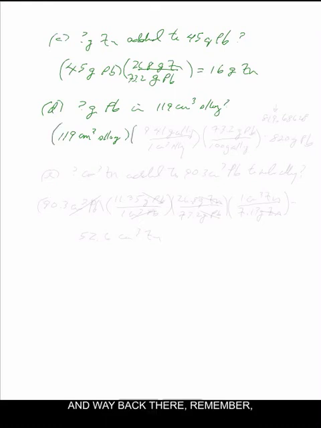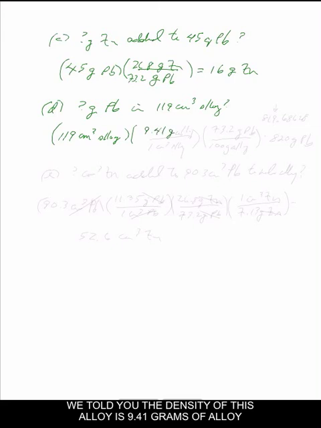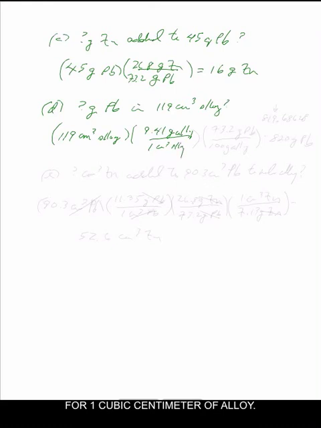And way back there, remember we told you the density of this alloy is 9.41 grams of alloy for 1 cubic centimeter of alloy.